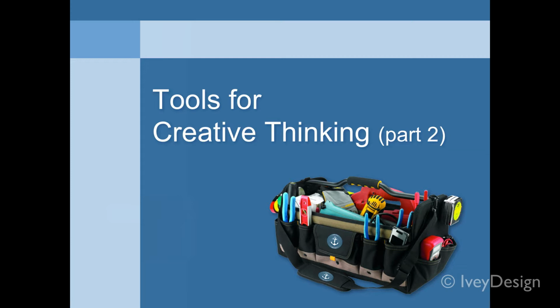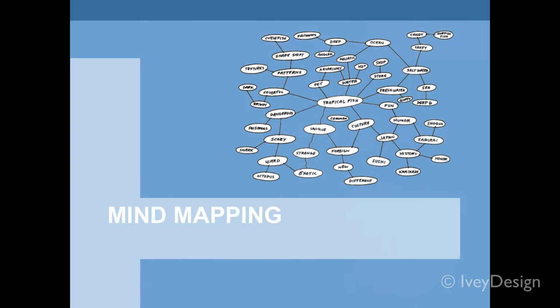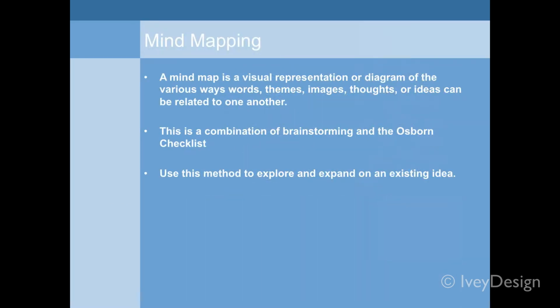Here are some final tools for creative thinking. Mind mapping is one of my personal favorites. With the mind map, this is a visual representation of various thoughts, themes, and images that are related to one another. This is kind of a combination of brainstorming and the Osborne checklist, and you should use this method to explore and expand on existing ideas.